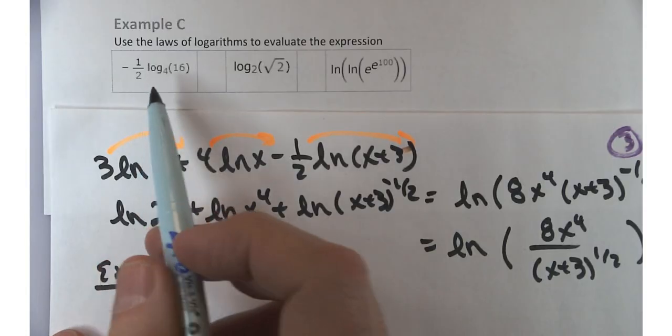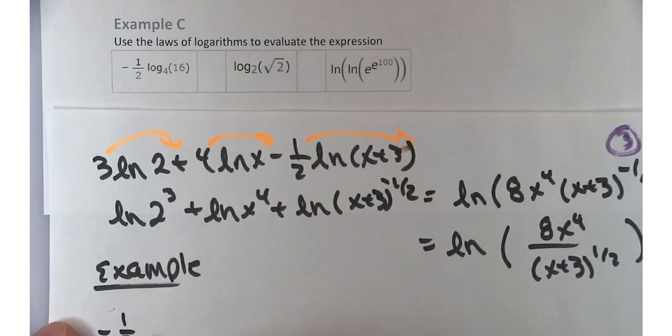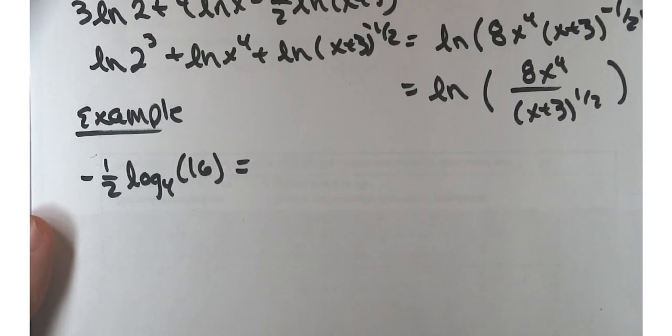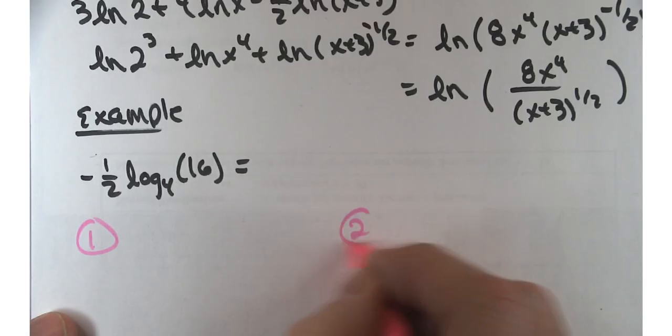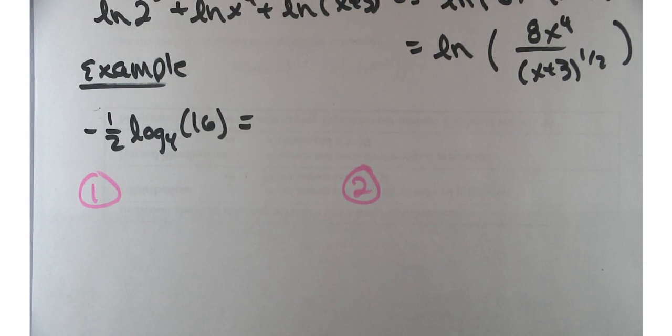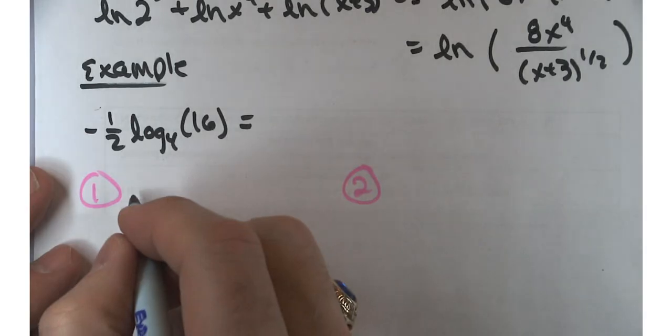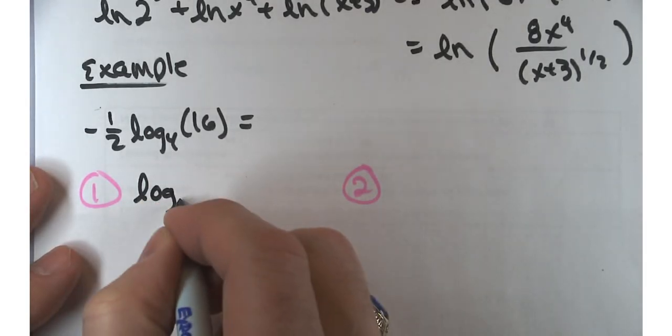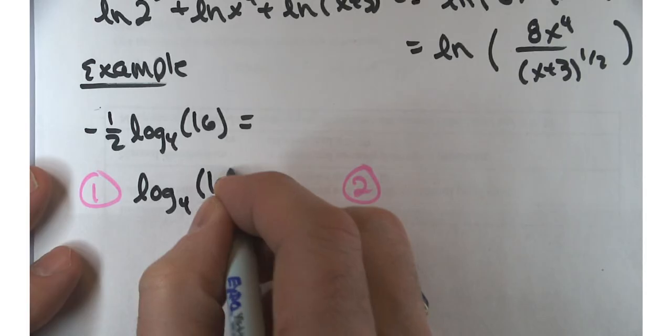Let's take a look at negative 1/2 log base 4 of 16. And there's a couple ways you can work on this one. Any suggestions as to how to start? What works for you? You should be easily able to find 2 different ways to approach this. What do you see when you're looking at this? Nicholas? You move the negative 1/2. All right. And what would that give me? Log base 4 of 16 to the negative 1/2.